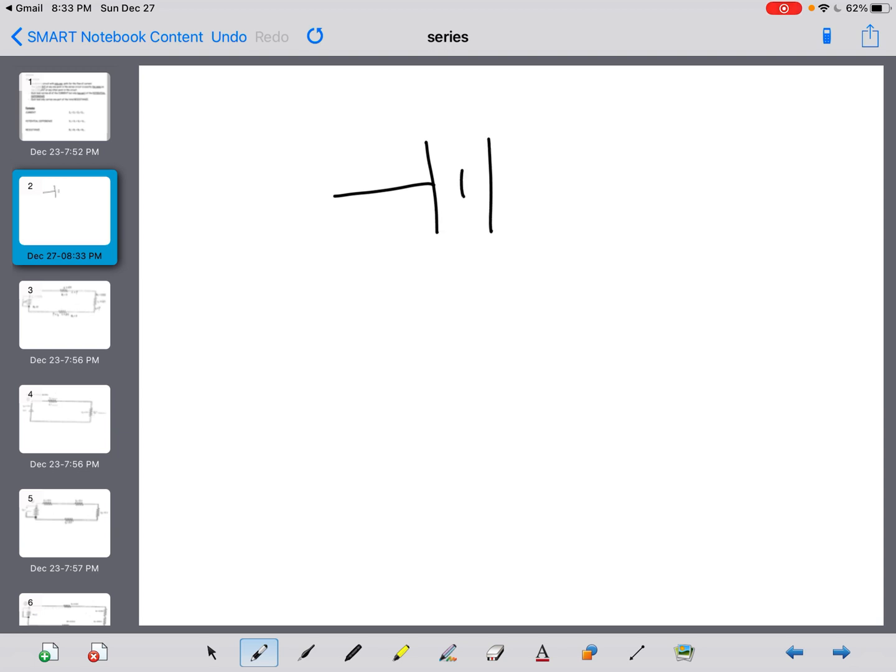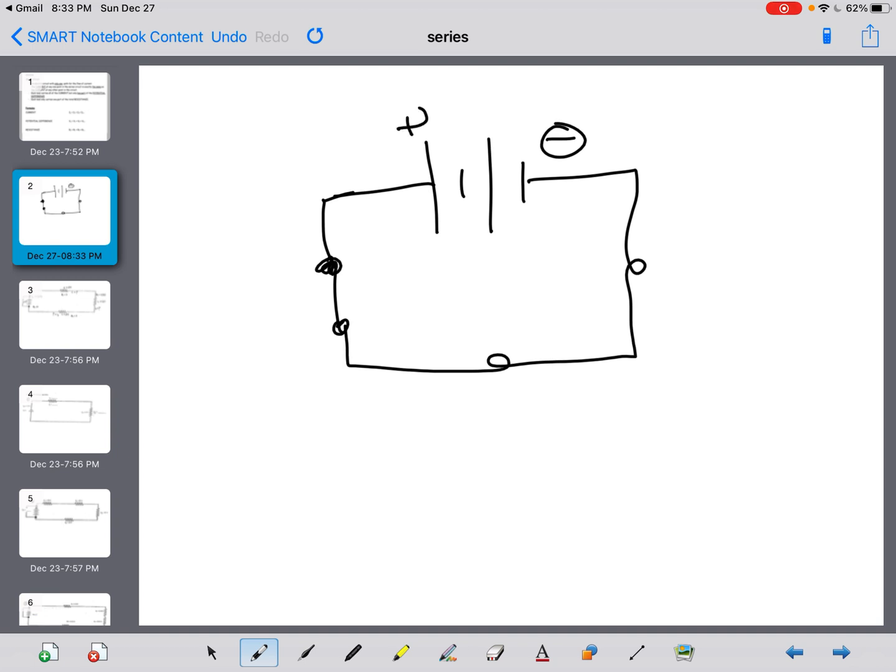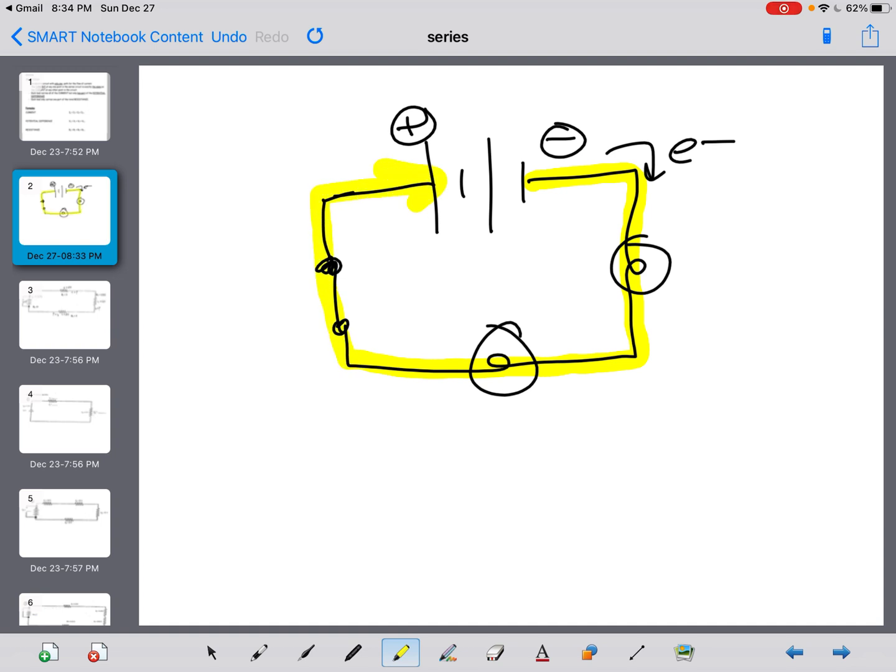I'll just kind of preview this for you. So let's say I have a 2-cell battery and I have a couple of light bulbs and a closed switch. Okay, so a series circuit is where you have one single pathway for the electrons to flow on. So I'll use a highlighter here. So the electrons go out of the negative terminal, they're going to go through this light bulb, and then go through the second light bulb, and then make their way back, right? So basically they went around in one path.